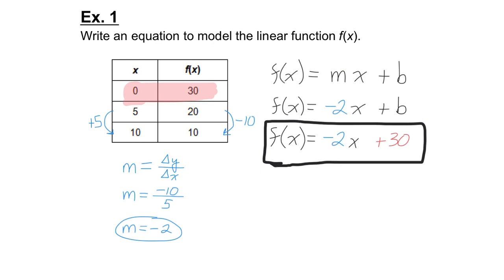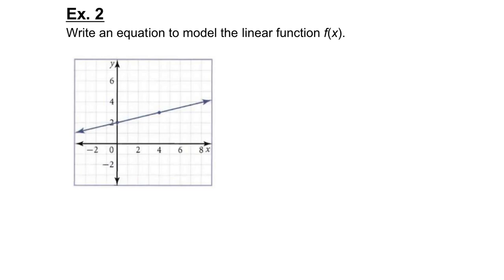I got it by finding the slope and the y-intercept. Now this is the same thing. We want to write an equation to model the linear function f of x. This time though, you have the graph of the function, not a table of values. But you can find the equation of this line the same way. So I'm going to ask you to pause the video, see if you can find the equation of this line, and then check back in to see how you did.